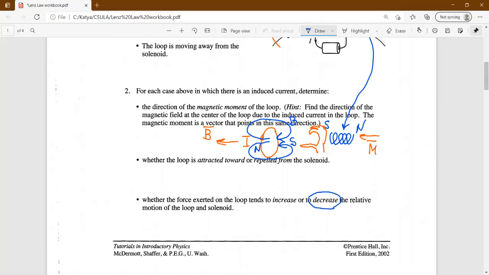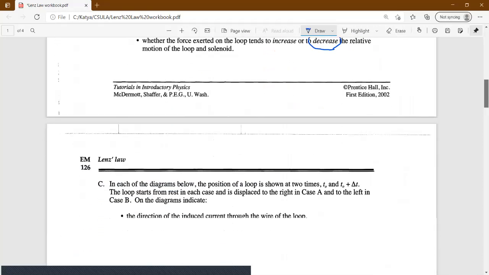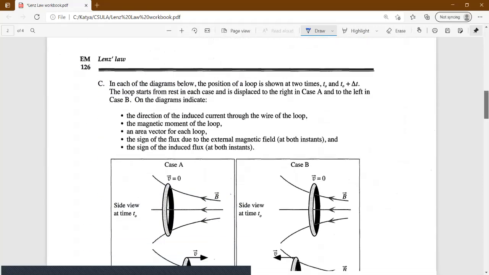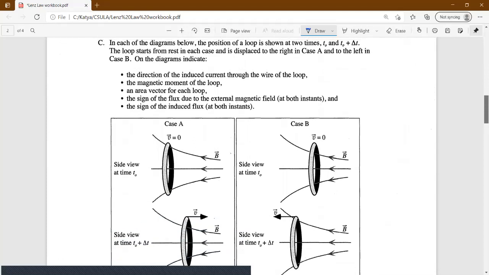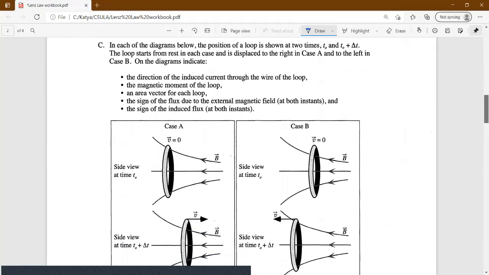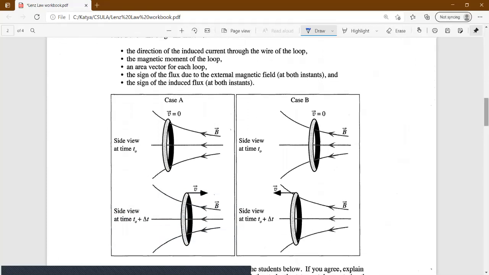Okay, you can answer the second question, when the loop is moving away from the solenoid, in a similar way. It's just going to be everything opposite. Now, guys, we are considering these next 4 pictures, and they are asking us lots of questions about them. What I'm going to do is answer all these questions for case A, and I want you to try and answer all the same questions for case B.